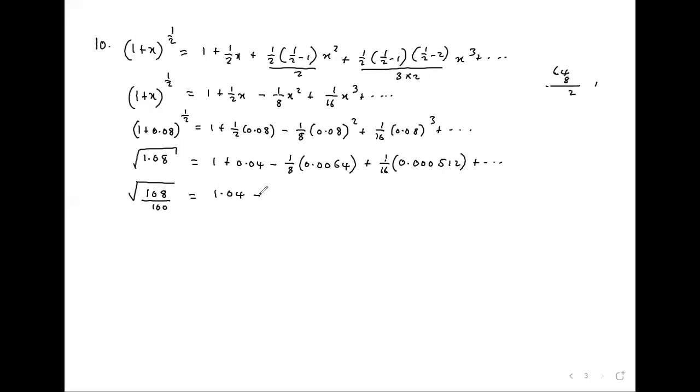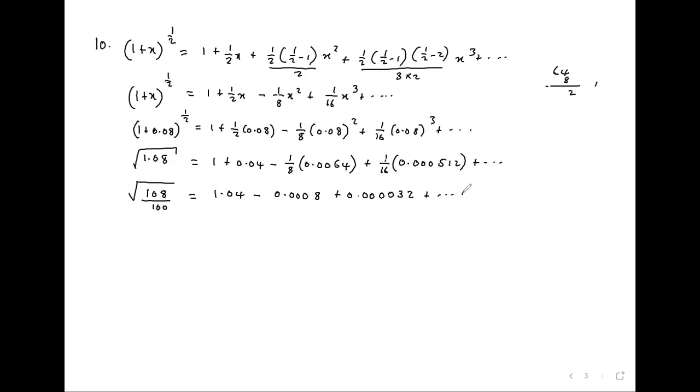If you add the first 2 terms, we get 1.04. Then minus 0.0008, the result of 64 divided by 8. And then plus 0.000032, since 512 divided by 16 is 32, so it will start entering here.